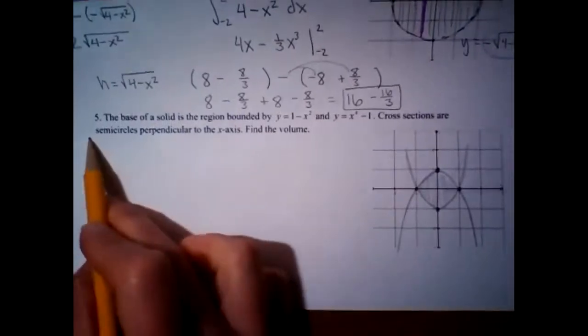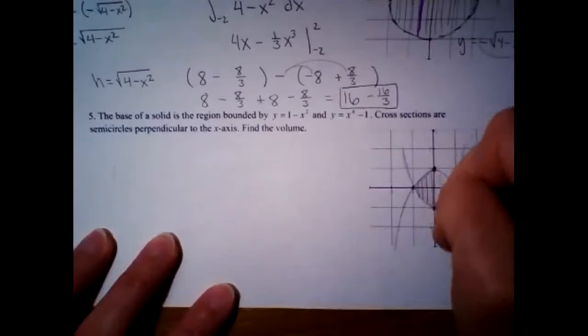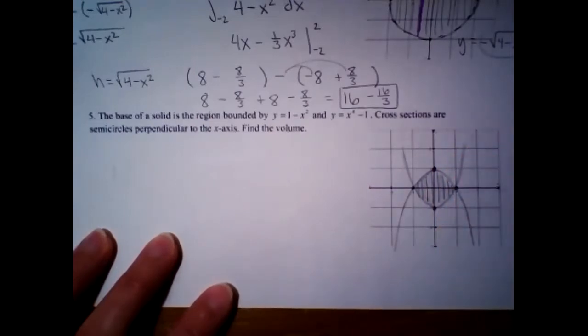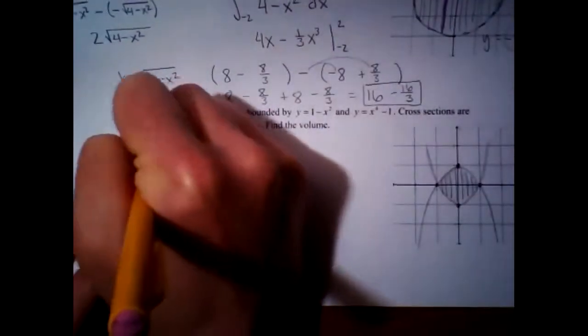So it says this time we want semicircles perpendicular to the x-axis. So again, that means going this way, it's going to be a dx problem. You have to envision these semicircles coming up out of the paper at you. And you have an infinite number of them going this way.